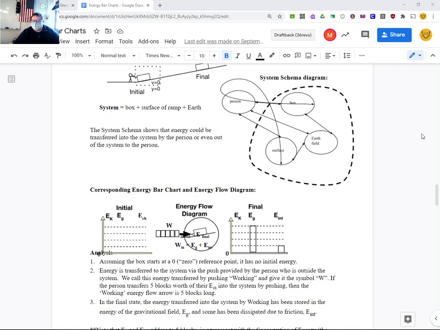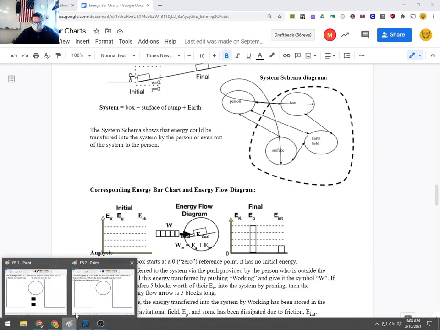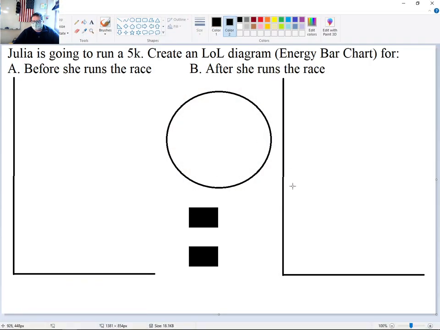Okay, so again, you can go back and look at these examples. They're good examples. Let's talk about a few examples for ourselves first. Okay, we have a scenario. So Julia is going to run a 5K. Create an LOL diagram or energy bar chart for the following points. A is right before she runs the race, and B is after she runs the race.